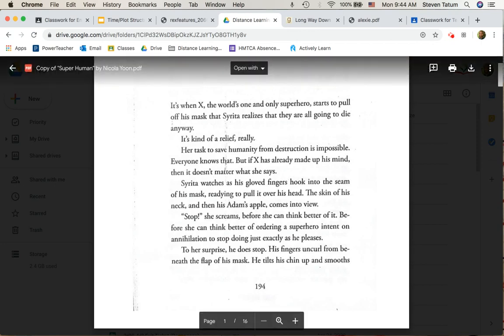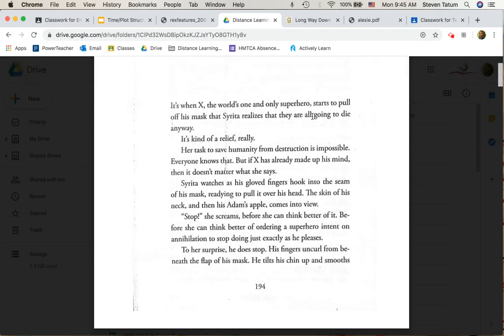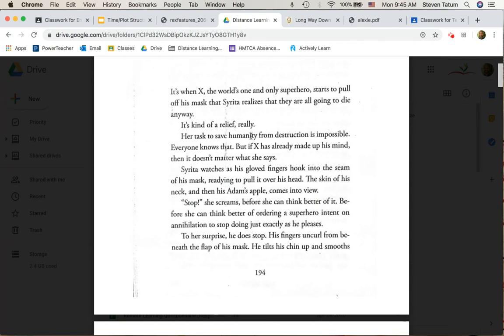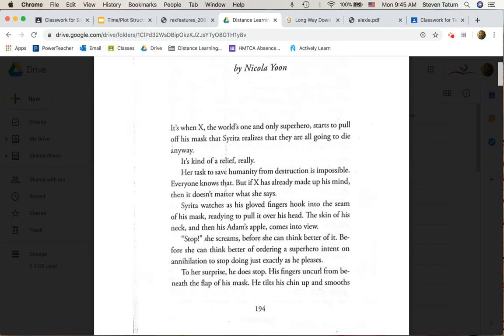The first sentence is, "It's when X, the world's one and only superhero, starts to pull off his mask, that Sairida realizes they are all going to die anyway. It's kind of a relief, really. Her task to save humanity from destruction is impossible. Everyone knows that. But if X has already made up his mind, then it doesn't matter what she says."